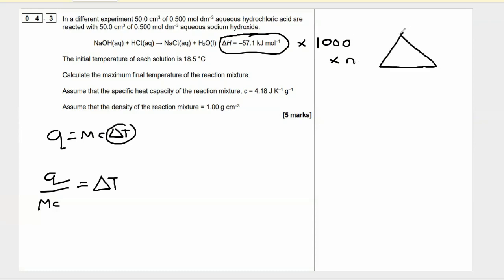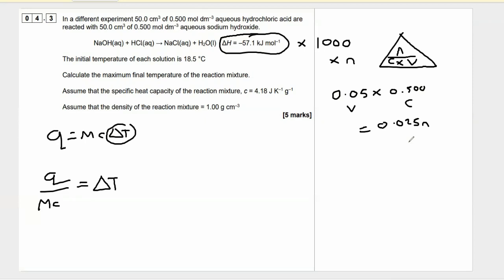Now, in order to calculate the number of moles, we're going to do concentration times volume. We've got the volume of 50 centimeters cubed and the concentration of 0.5 mole per decimeter cubed. Doesn't matter which one we use. So we're going to do 0.05, that is the volume once I've divided those 50 centimeters by 1,000, and then times that by the concentration, which is 0.50. That's going to give me 0.025 moles of acid or of the alkali sodium hydroxide. As it's a 1-to-1, it doesn't matter which one we use. Also, we have the identical amount of moles of each.